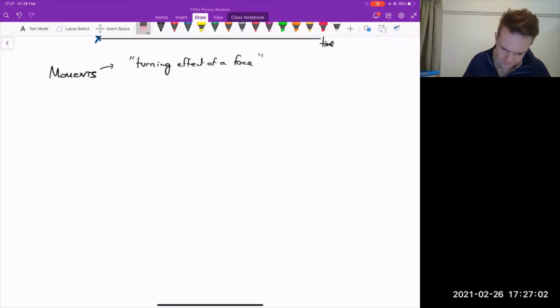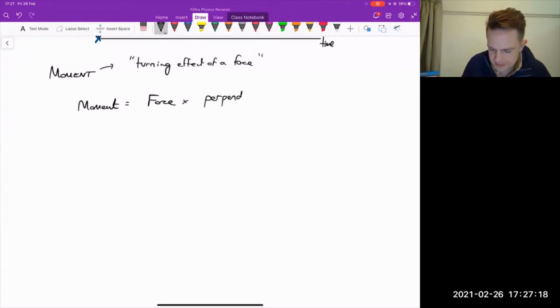Now, the equation to work out the moment of a force: you take the force and you multiply it by, I should have drawn the diagram first, shouldn't I, what's called the perpendicular distance from the pivot.